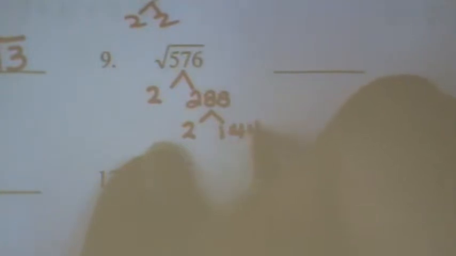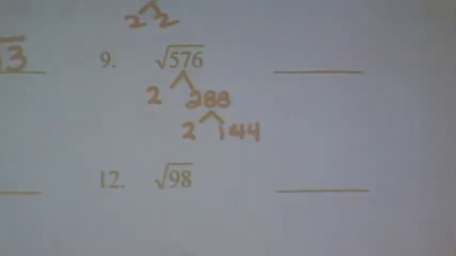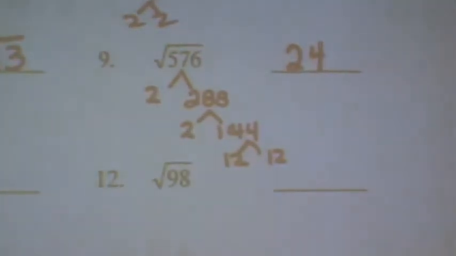Okay, and then now, 144 is what times what? 12 times 12 is 144. So now, what am I going to write for my answer? I have a couple of 12s and a couple of 2s. So 24.